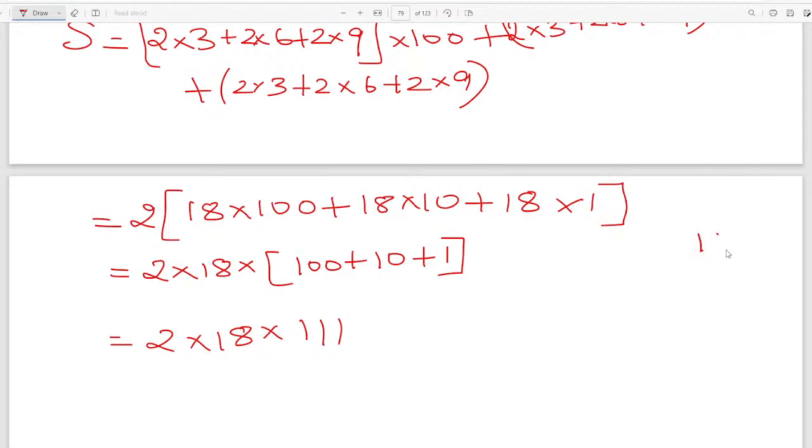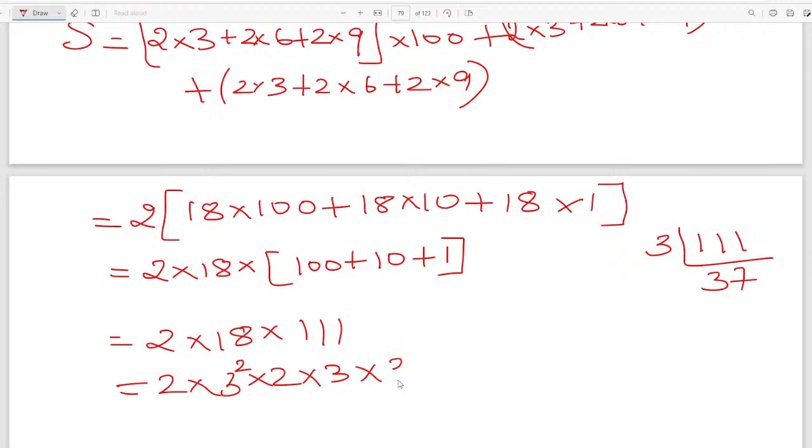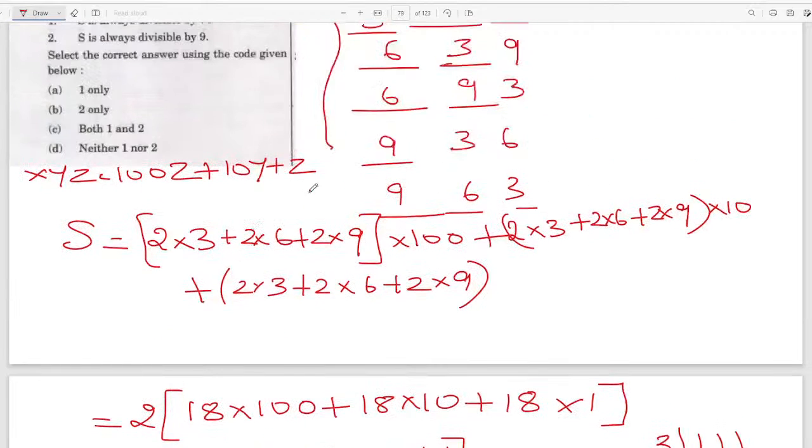111, I'll factorize this by 3, because this is divisible by 3, since 1 plus 1 plus 1 is 3. 111 is 3 into 37. So I'll write this as 2 into 18, and 18 I'll write as 3 square into 2, into 3 into 37. This is what the sum would represent.